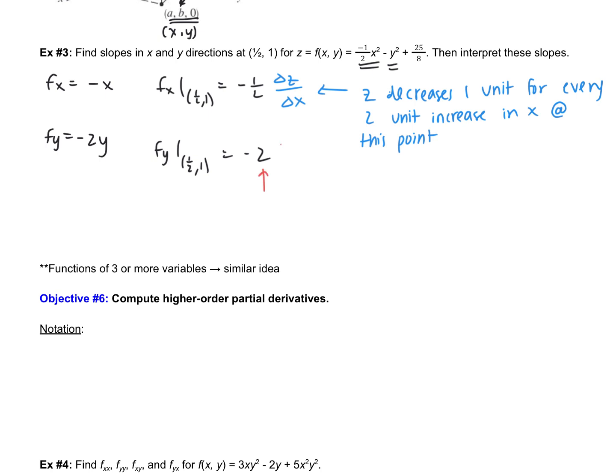Likewise, for that negative 2, that is the change in z over y. So this tells us that z decreases 2 units for every unit increase in y. Again, at this point, 1/2, 1.